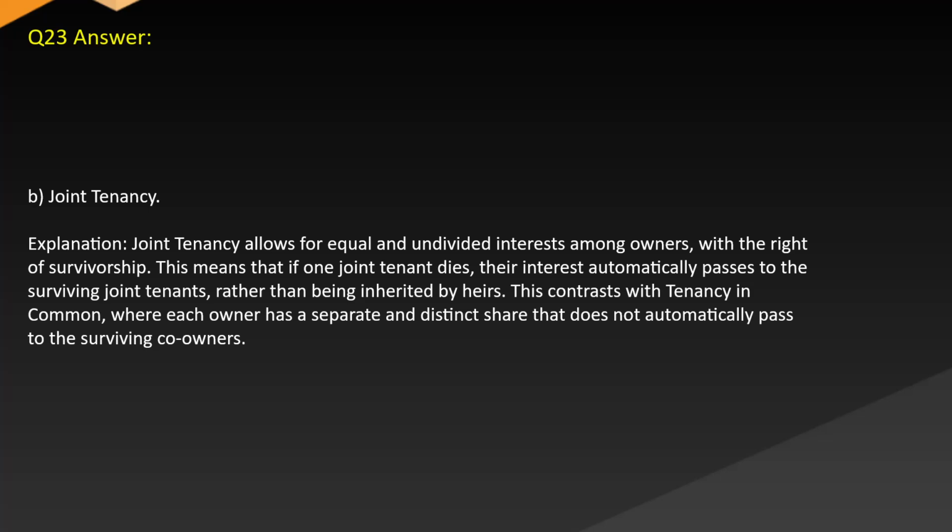Answer: B. Joint tenancy. Explanation: joint tenancy allows for equal and undivided interests among owners with the right of survivorship. This means that if one joint tenant dies, their interest automatically passes to the surviving joint tenants rather than being inherited by heirs. This contrasts with tenancy in common, where each owner has a separate and distinct share that does not automatically pass to the surviving co-owners.